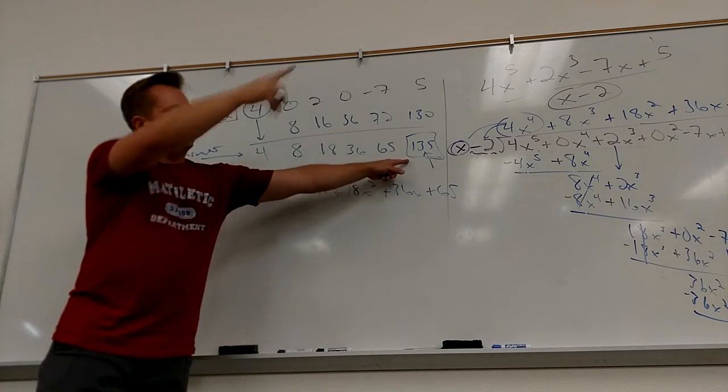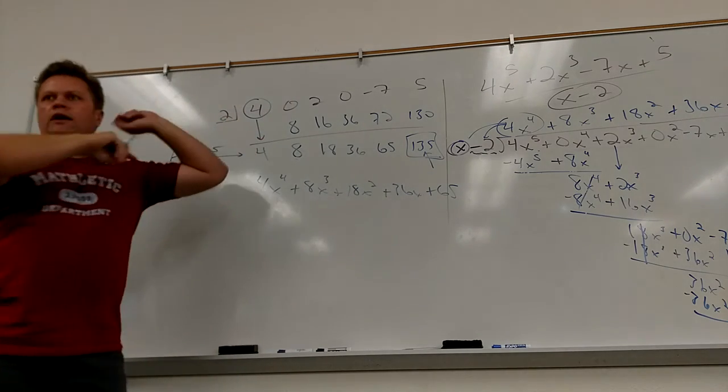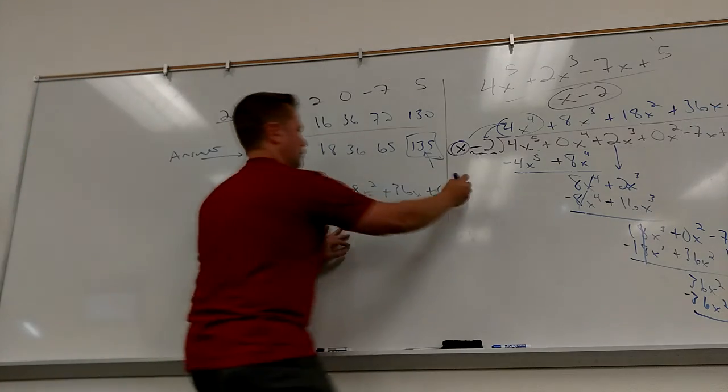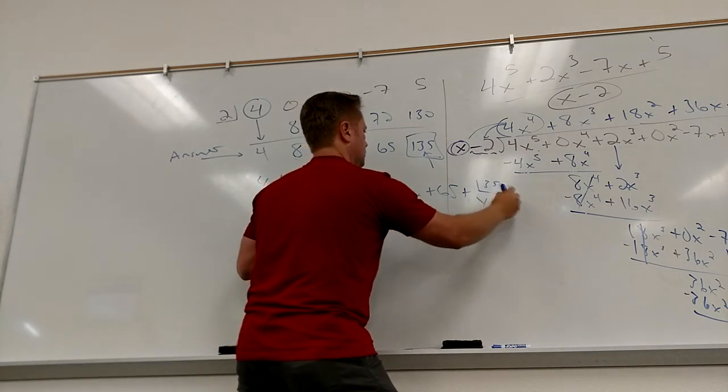So it's going to be the one like we did before. Put it over what we divided by: plus 135 over x minus 2.